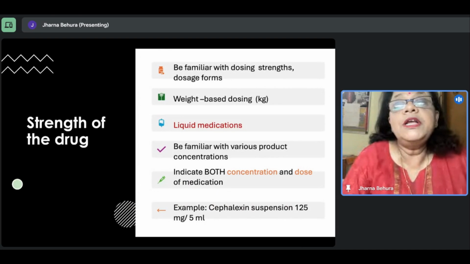Strength of the drug: be familiar with the dosing strengths. It should be weight-based dosing, particularly for children. Liquid medications: be familiar with various drug concentrations. Indicate both concentration and dose of medication. Example, cephalexin suspension, 125 mg per 5 ml.